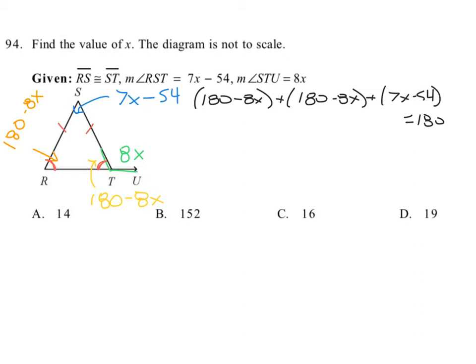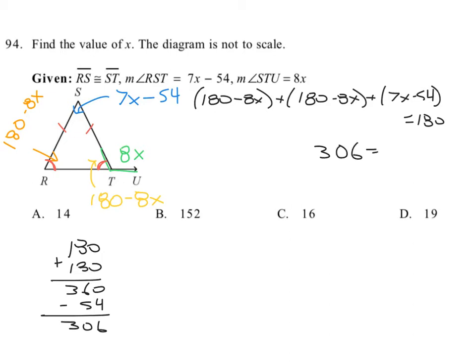So what are the like terms? The like terms are 180, 180, and negative 54. So I'm going to do that down here. I'm going to say 180 plus 180 is 360, and then subtract away that amount right there, minus 54. And we will get 306 as the constant value for this, 306. And that's going to be equal to 180.